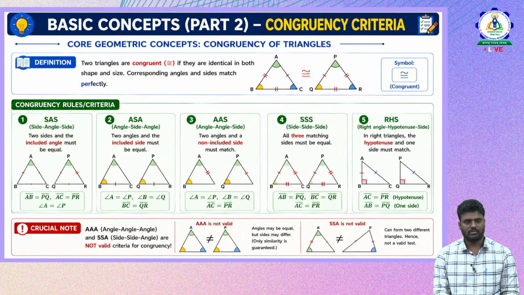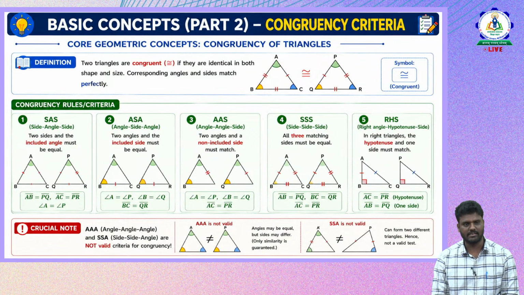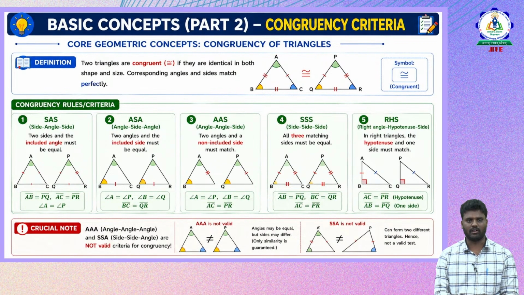So another concept which we need to discuss before we solve the CTET previous questions is congruence of triangles. So we have to see the congruence criteria. What is the meaning of congruent? If two triangles are identical in terms of both shape and size, then we say that both triangles are congruent triangles.